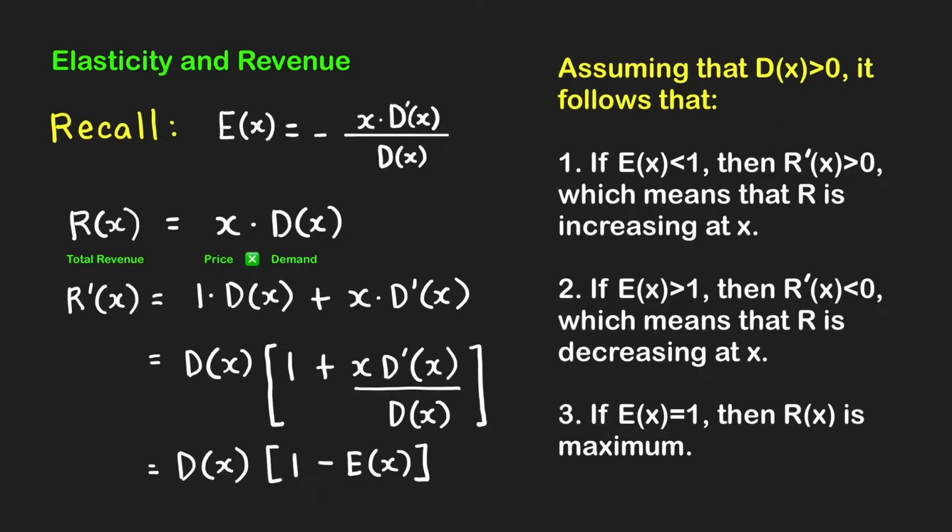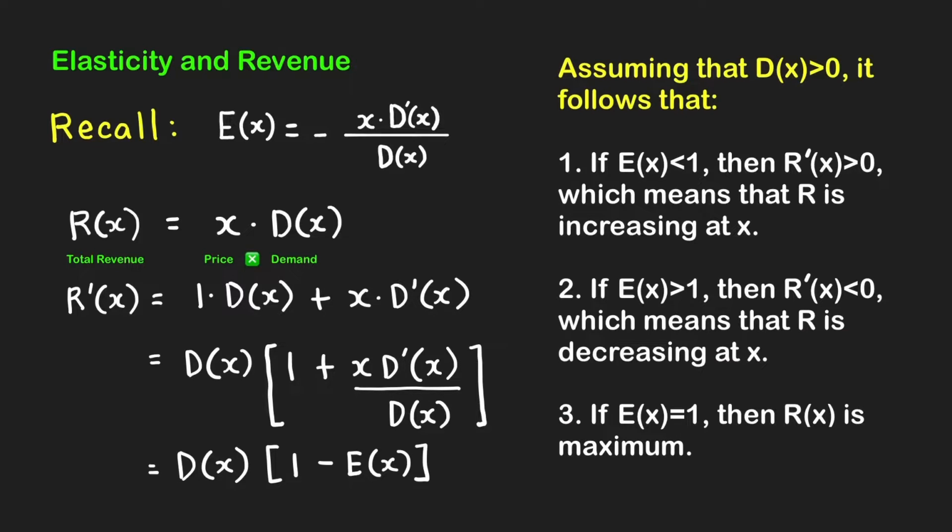And what does this mean? It means that the revenue R is increasing at the unit price x. Now, how about if the elasticity of demand at the price x is greater than 1? Then this part here is greater than 1, and if you subtract a number greater than 1 from 1, the result will be a negative number, so it is less than 0. Multiplying it with a positive number, you'll get a negative product. Therefore, the derivative of R of x is less than 0. And what does it imply? It implies that the revenue R is decreasing at the unit price x.